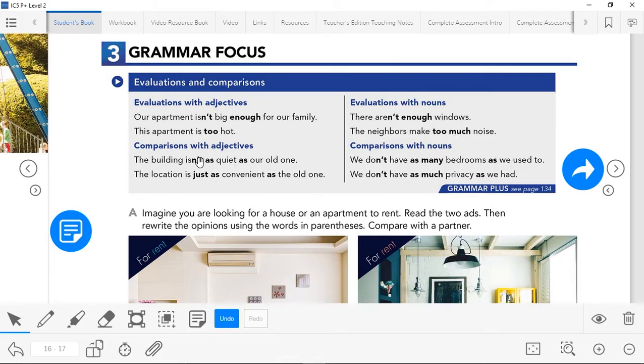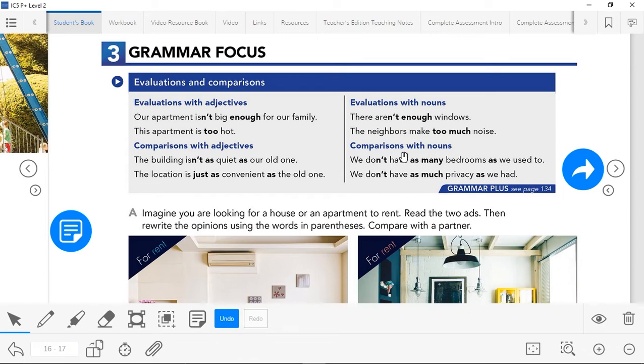We can use the comparisons with adjectives. The building isn't as quiet as our old one, so the old one was a little bit more quiet, okay? The location is just as convenient as the old one. As we saw, just is like exactly. And this is using adjectives, quiet and convenient. And it's comparing two things, the building and the old building, and the location and the old location, okay?